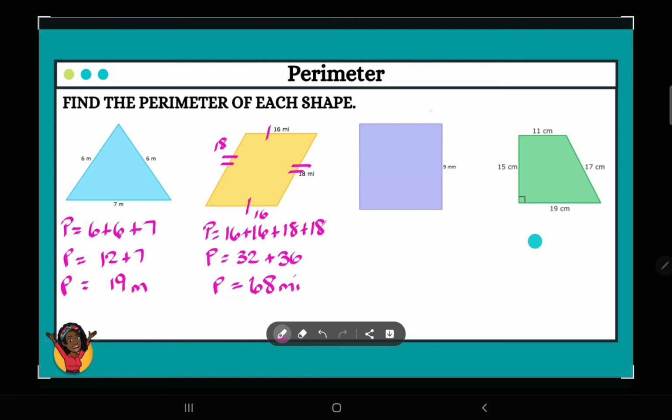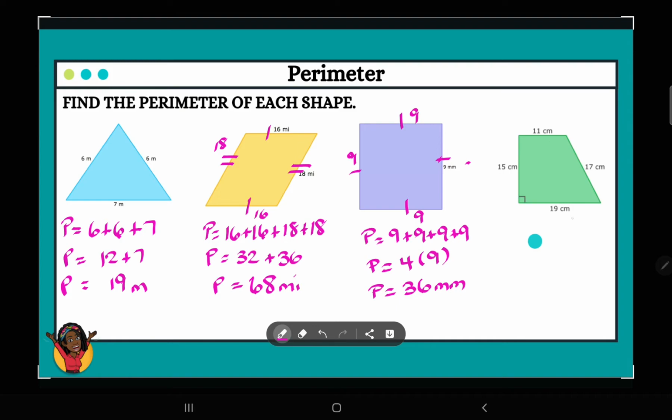Now for this third one, this is a square. I'm given one dimension and all of these sides are equivalent. So if that's 9, so is this one, and this one. So perimeter is equal to 9 plus 9 plus 9 plus 9. Or because it's repeated addition of the same number, I can also multiply by 4, the number of sides I have. The perimeter here is 36 millimeters.